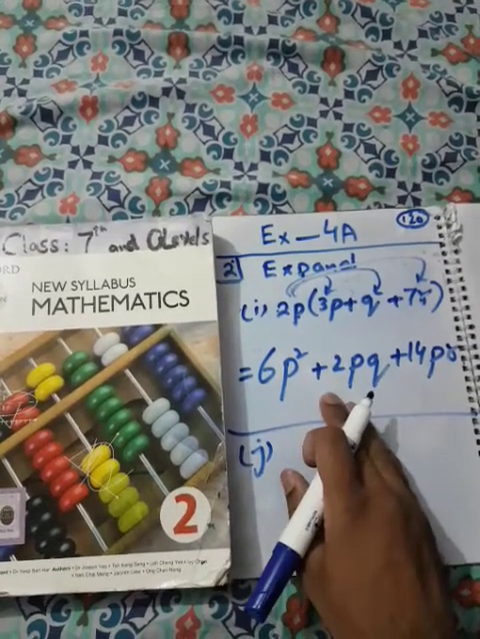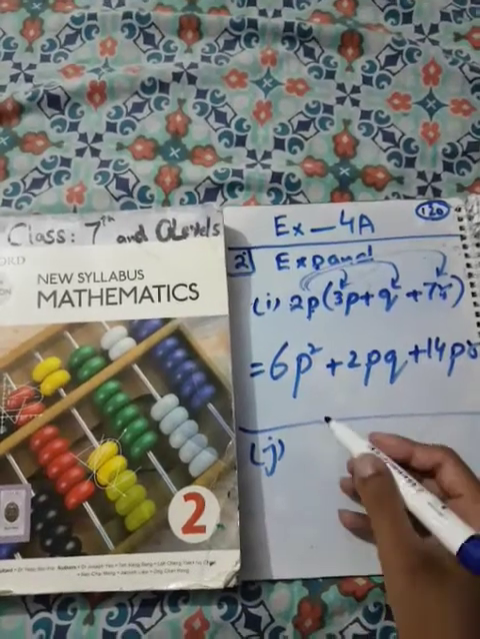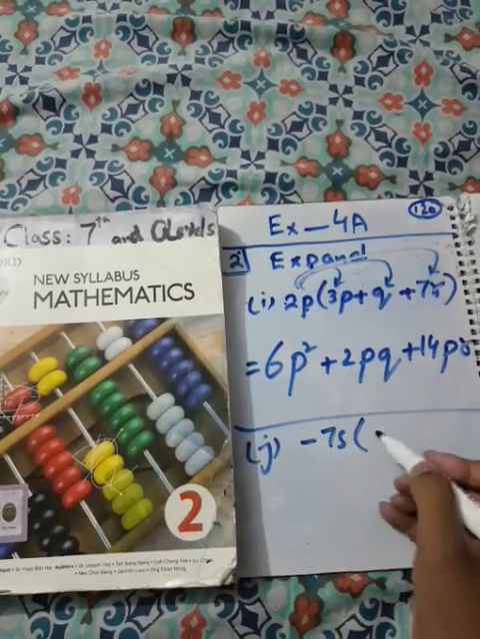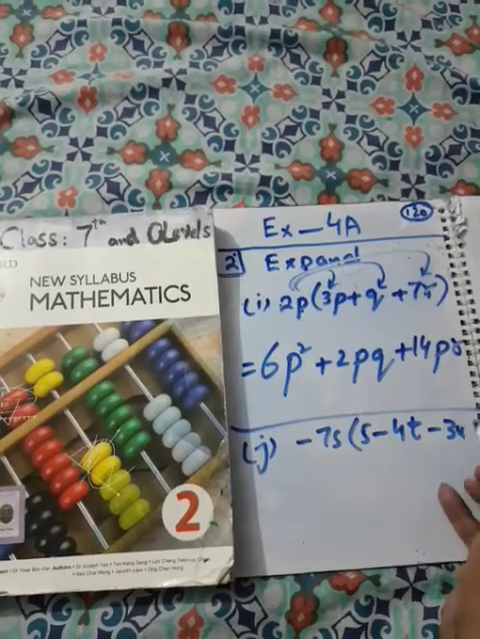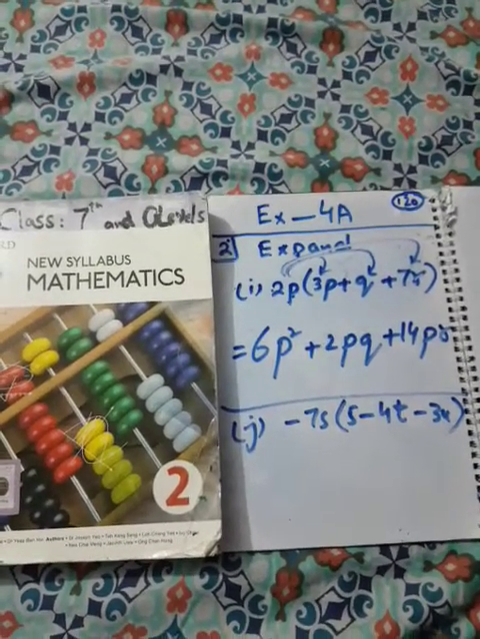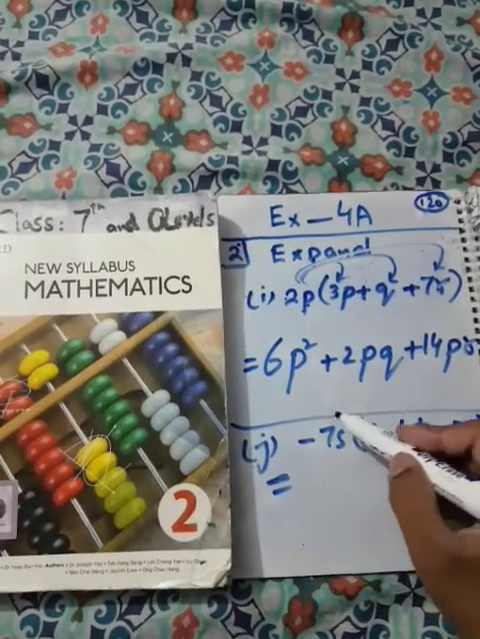You note it down. Don't forget to note down any question. Don't skip any question. Minus 7s into 5 minus 4t minus 3u. Okay, want to start yourself? Okay, you can. Have you done it? Now let me do it for you.